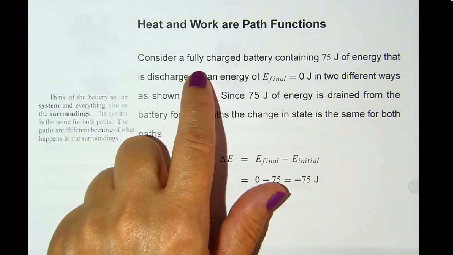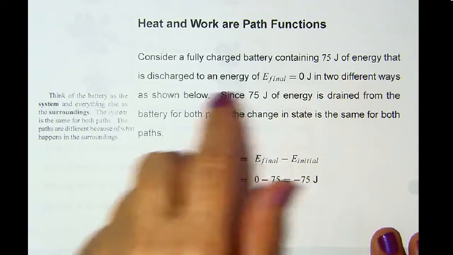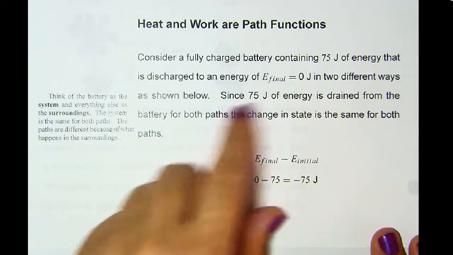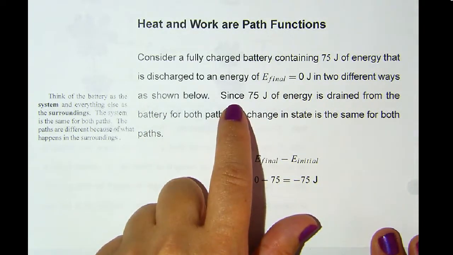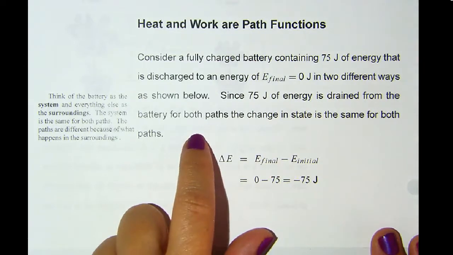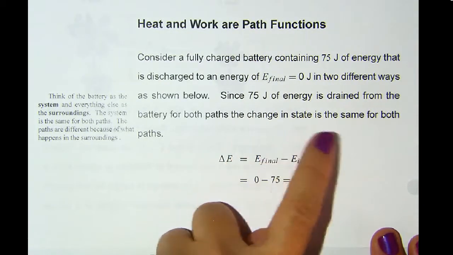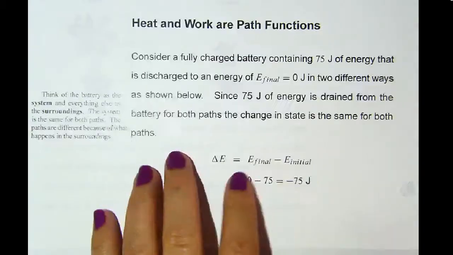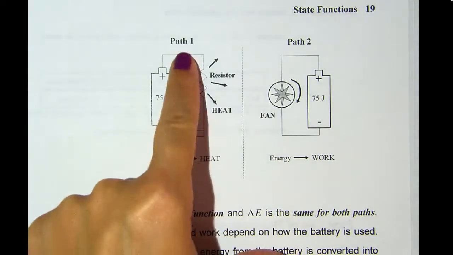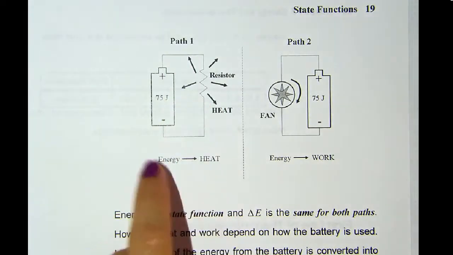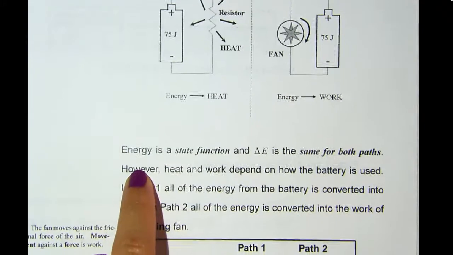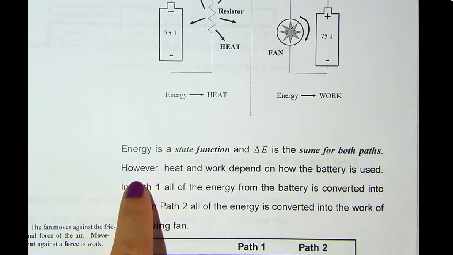Consider a fully charged battery containing 75 joules of energy that is discharged to an energy of E final 0 joules in two different ways as shown below. Since 75 joules of energy is drained from the battery for both paths, the change in state is the same for both. In other words, they both end up with the same final energy, and so that would be a state function. However, the path to get there is different for each of them. Here's path 1 through a resistor with heat, energy to heat. Path 2 is going to be energy to work. Energy is a state function, and delta E is the same for both paths.